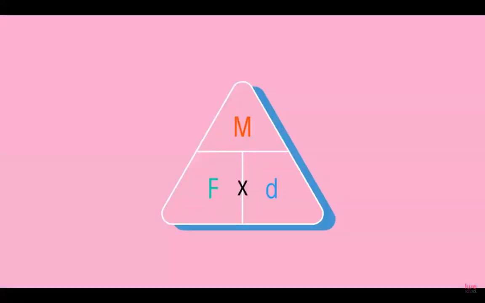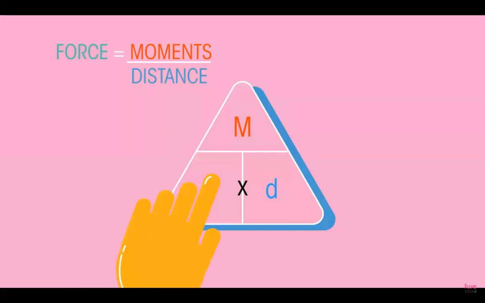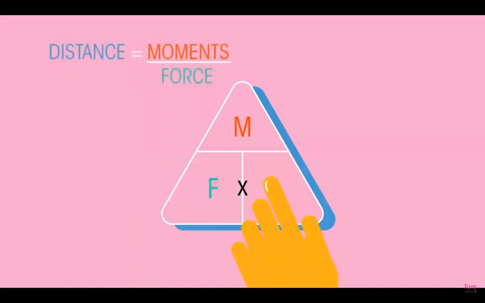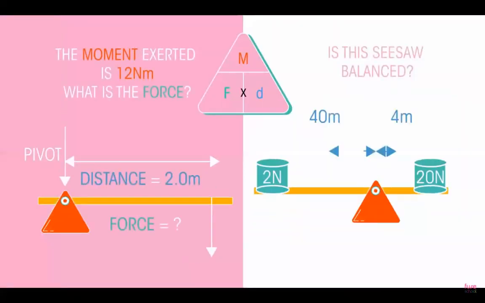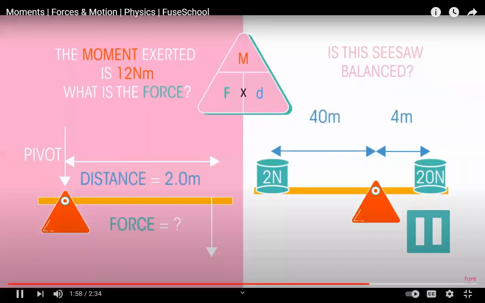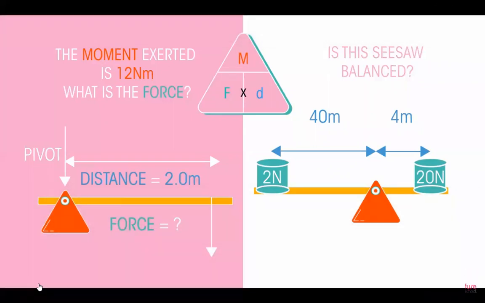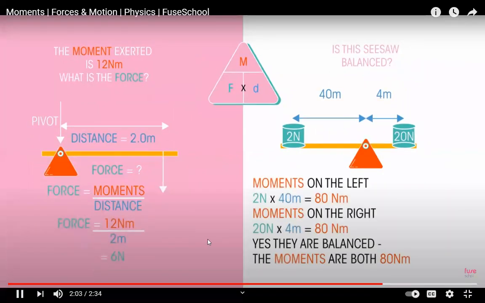We can also place this formula into a formula triangle. Force equals moments divided by distance. Distance equals moments divided by force, and moments, as we already know, is force times distance. Here are 2 more questions for you to try. Pause the video and work them out. Did you get both questions right?